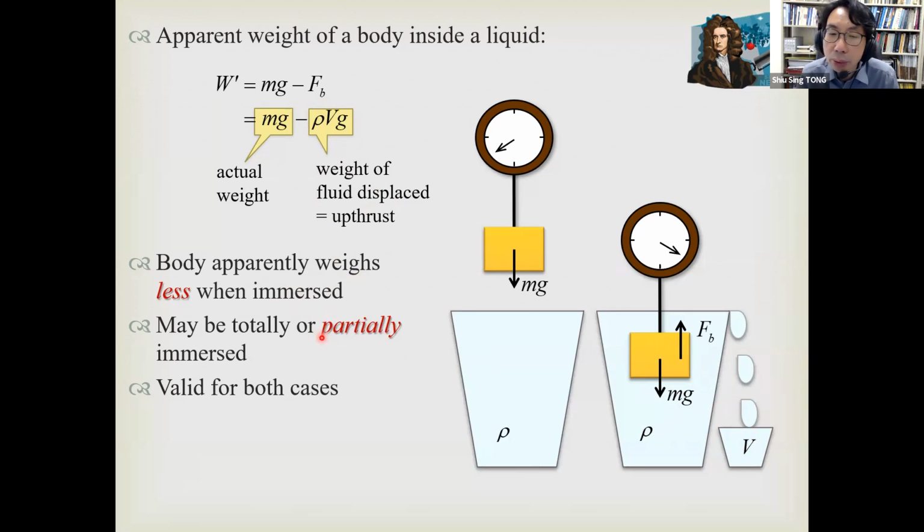And this relation is actually true when the body is either totally immersed, just like this figure, or partially immersed. Now, if the body is partially immersed, then the volume of liquid displaced is not equal to the total volume of the object. It is only equal to the volume of the body that is immersed, but not the total volume of the body. Okay, can you see the difference? But if you use that displaced volume to calculate the upward force, the law of Archimedes still holds. Okay.